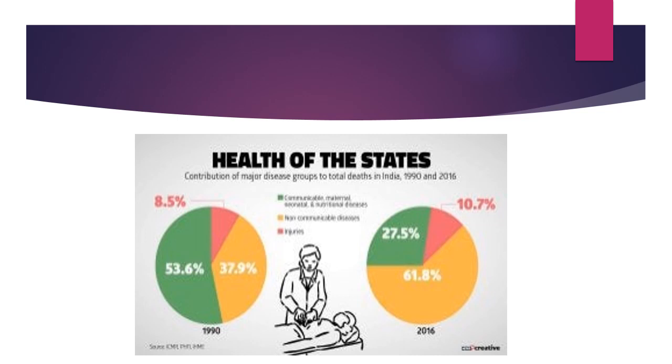When you see the changes in 2016, you can find 61.8 percent because of non-communicable disease, which I was discussing. You can find the rise of non-communicable diseases, while communicable, neonatal, maternal and nutritional problems are 27.5 percent, and 10.7 percent is because of injuries.